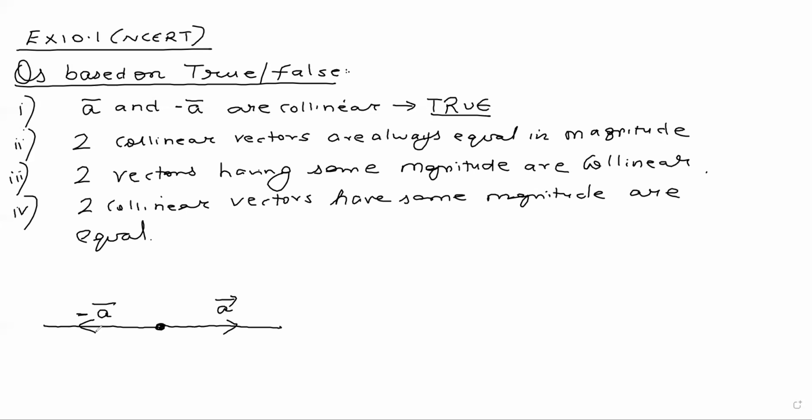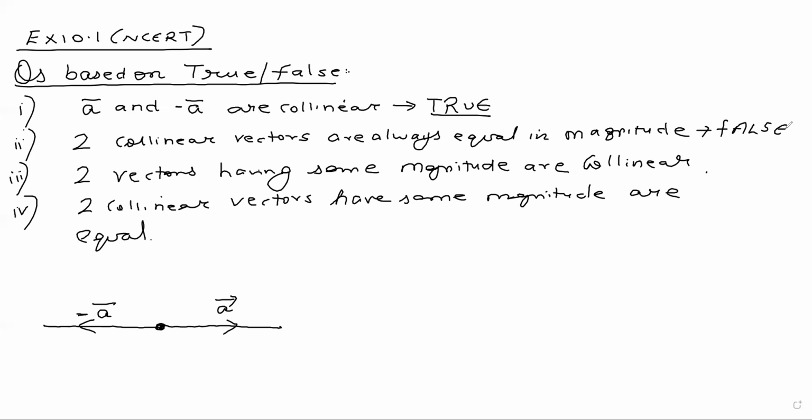Second statement is two collinear vectors are always equal in magnitude. Not necessarily true. It's a false statement, because if you look at the definition of collinear vectors, nowhere did we say that collinear vectors should have the same magnitude. If you recall the definition, two vectors are said to be collinear if they are parallel to the same line irrespective of their magnitude or direction. That means we don't care about the magnitude. As long as they are parallel to each other or lying on the same line, they are collinear. So this statement is false.